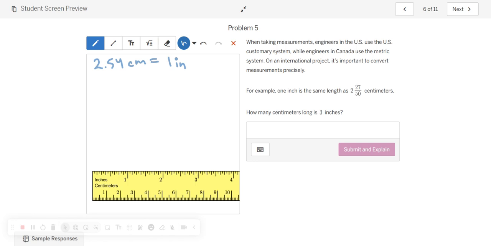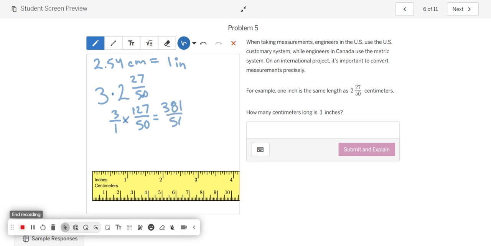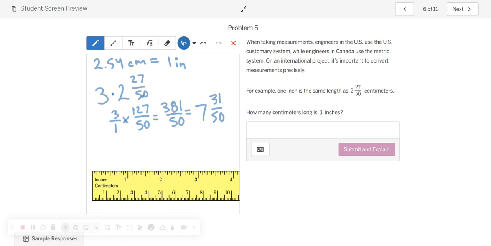It's just ugly. I've got 3 times 2 27/50. Ugly. And so this is a multiplication problem, the first one anyways. I've got 3 over 1 times 50 times 2 is 100, plus 27, 127/50. 3 doesn't go into 50. It's just not going to work out nice. I end up getting 381/50. Not nice. That's 7 31/50. You would never do that problem as a fraction.